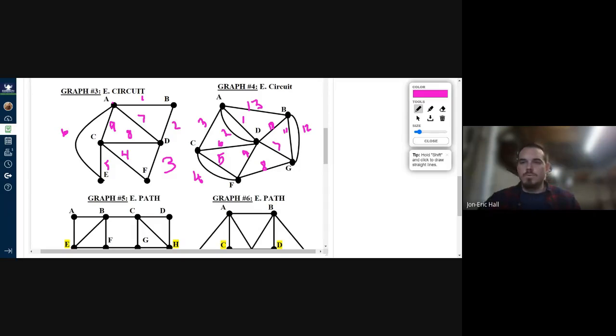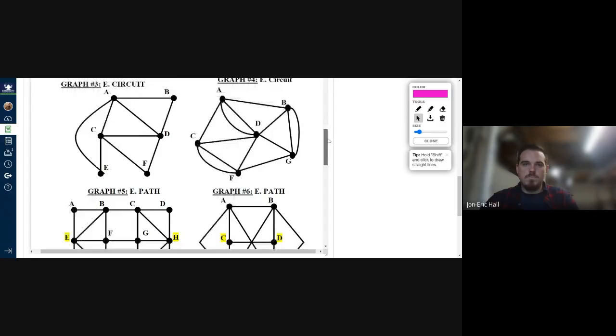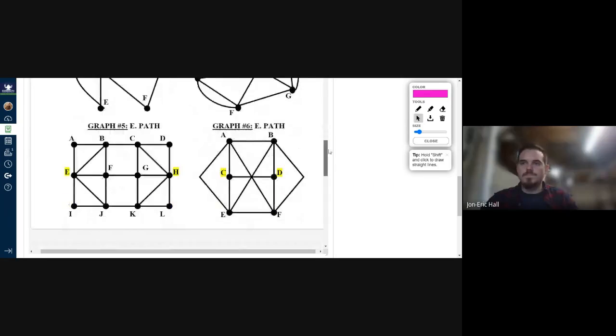So why don't we move down here to number 5. Grab and move down. Let's just do number 5 together. Remember, in a Euler path, you must start at an odd degree. This is a Euler path. I'm telling you it's a Euler path. Believe me. The highlighted ones are the odd degrees.